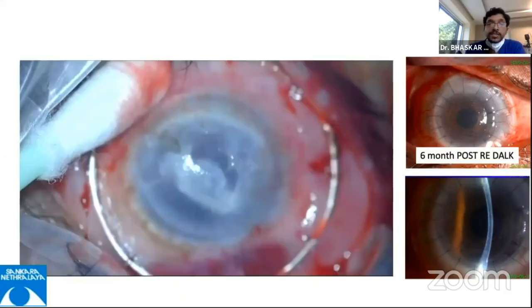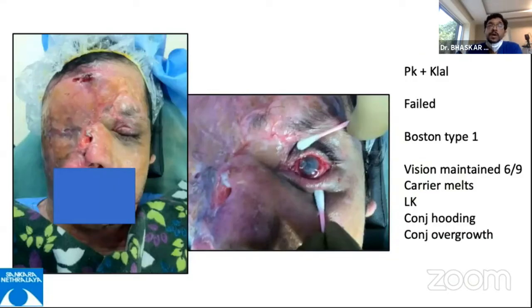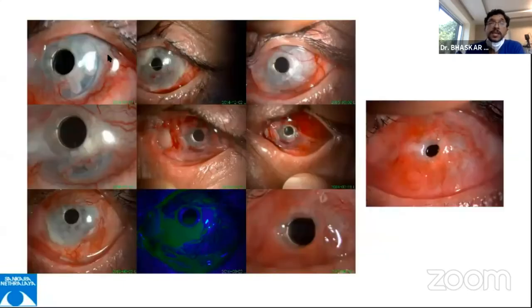to get rid of the vascularization. Again, a patient who had a severe chemical burn, one eye only was salvageable, had undergone a keratolimbal allograft that failed, subsequently underwent a Boston keratoprosthesis. He had issues with the Boston keratoprosthesis where there was a melt of the donor cornea. So he had to have an LK. Again, that melted.